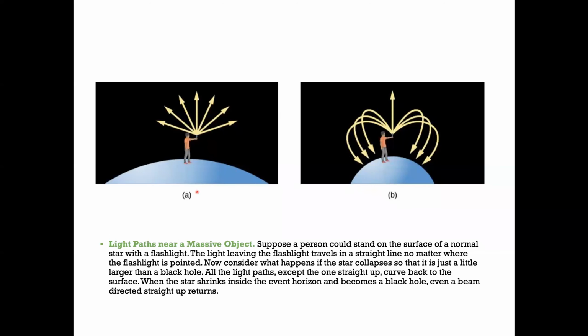Now this picture A right here is a normal star, and there is a person sitting on a normal star and having a flashlight with him, and the light leaving the flashlight will equally spread like this, right? So this is what we normally expect. Now think about that. You have a flashlight and you switch it on. Normally the light rays will be spherically distributed in each direction, right? So that's what we normally expect.